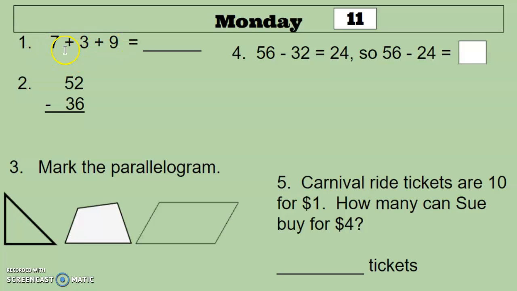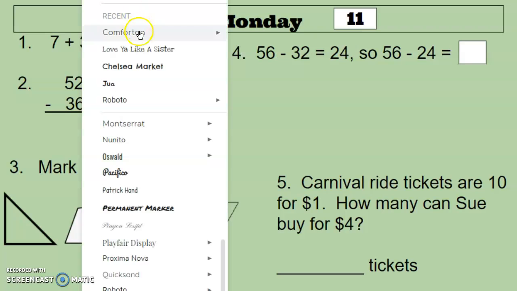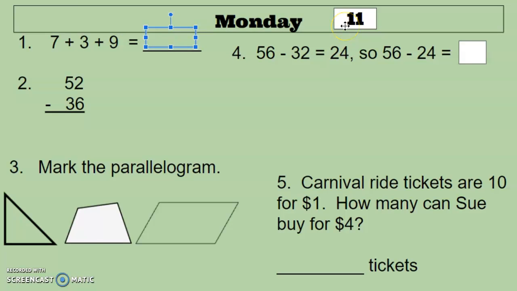Okay, so here we're adding 3 numbers, 7 plus 3 plus 9. And I'm going to get a text box. So we're going to add 7 plus 3 first. 7 plus 3 is 10. And plus 9 more is 19. Okay, go ahead and pause the video here, and I want you to solve 52 minus 36 on your own and see what you get.